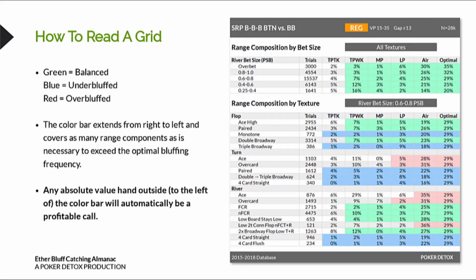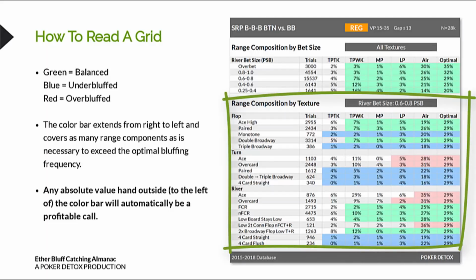The next section gives the overall range composition across multiple bet sizes. The color bars indicate whether the line is balanced, which is green, underbluffed, which is blue, or overbluffed, which is red. The color bar extends from right to left and covers as many range components as is necessary to exceed the optimal bluffing frequency. This means that any absolute value hand outside of the color bar will automatically be a profitable call, just like I explained on the slide earlier.